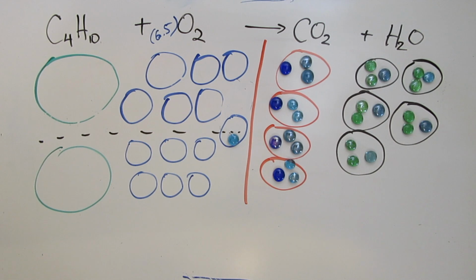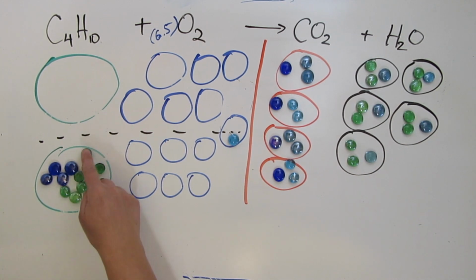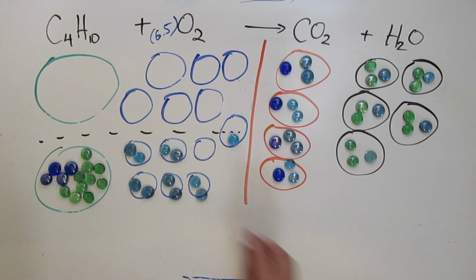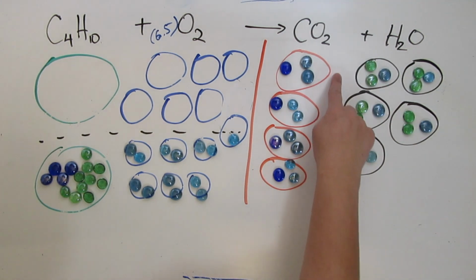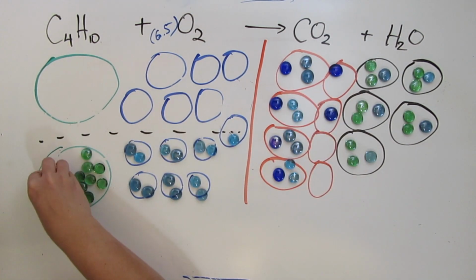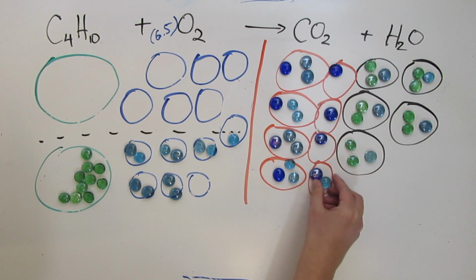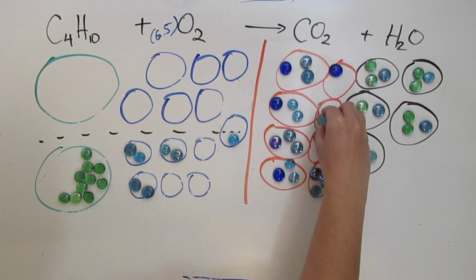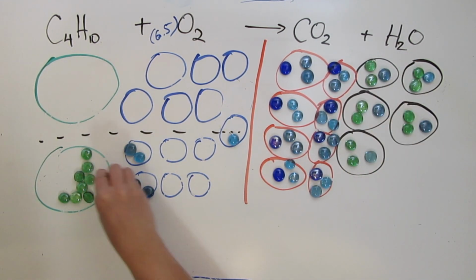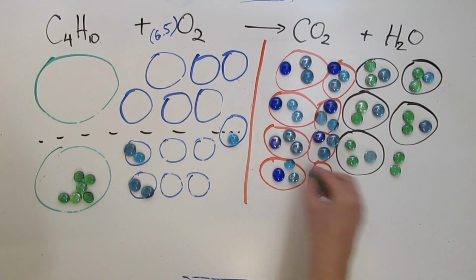So what I'm going to do here is, here are our 10 hydrogens and 4 carbons. Here are our 4 oxygens. And now, what are we going to make with all these? Well, we're going to make twice as many CO2s, right? Because all of these carbons have to be used up. And each of those is going to need 2 oxygens. And then we're going to need 5 more waters to use up all of these hydrogens.